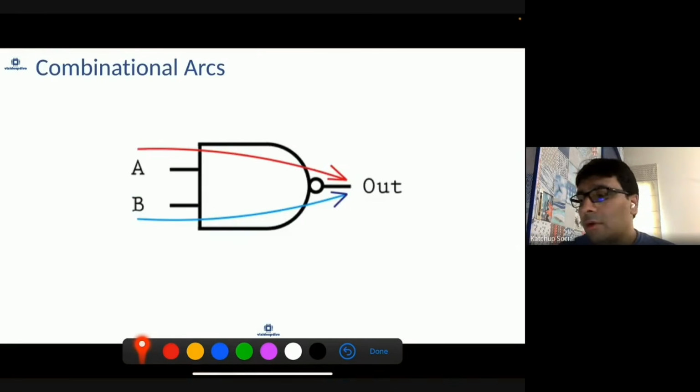There are combinational arcs. What is a combinational arc? Combinational arcs are arcs which don't involve any state element. So let's say this NAND gate, your input to output, this is a combinational arc. Your input changes, but there is no state or memory device here. This arc is present in your library, and it means this input is connected to this output combinationally, no state element involved. B input is connected to the output combinationally, no state element involved. So these are combinational arcs.